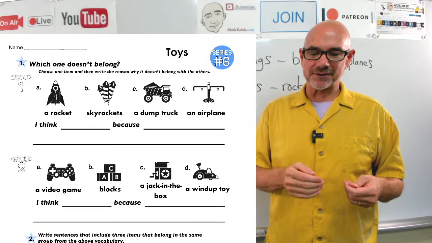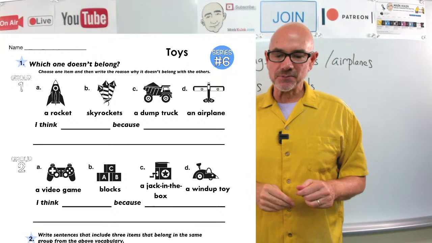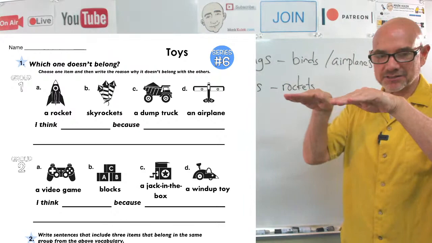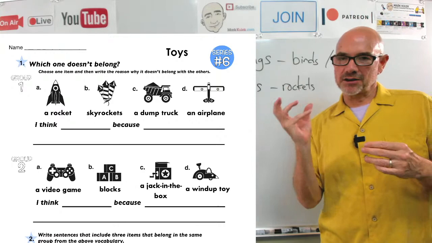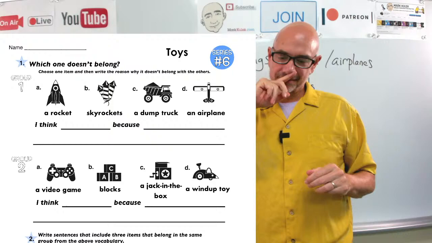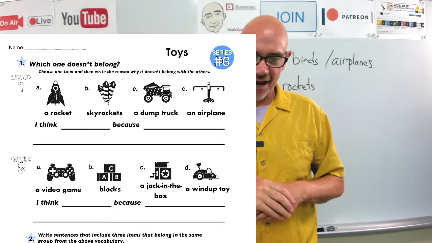Ume says, dump truck, airplane both move in horizontal directions. Dump truck, airplane. Yeah, yeah. Very good. So they move like this. That's right. Where rockets and skyrockets go straight up. That's right. And straight down. Up and down. So parallel, right?